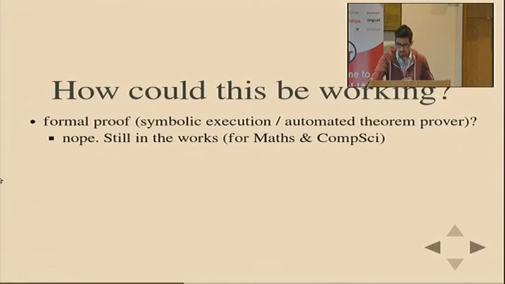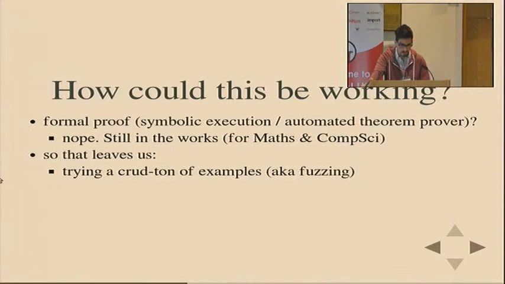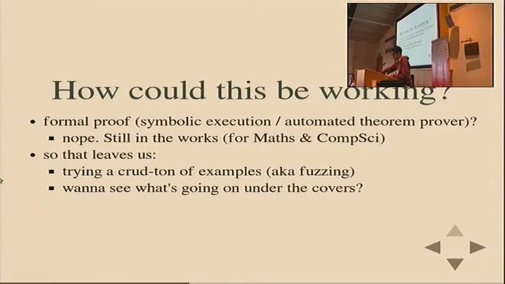They're still arguing about whether 0.5 equals 1 over 2. So no, it's not like that. How else could it be doing it? So I'll give the secret away. It's actually firing a crud ton of examples at your code, which is known as fuzzing. So let's actually just have a look at that.